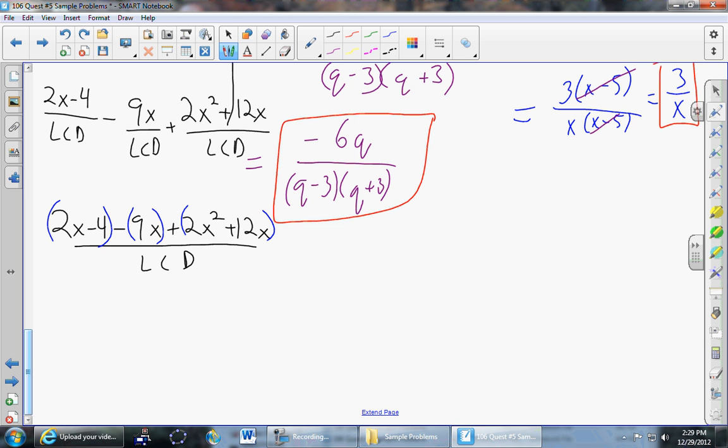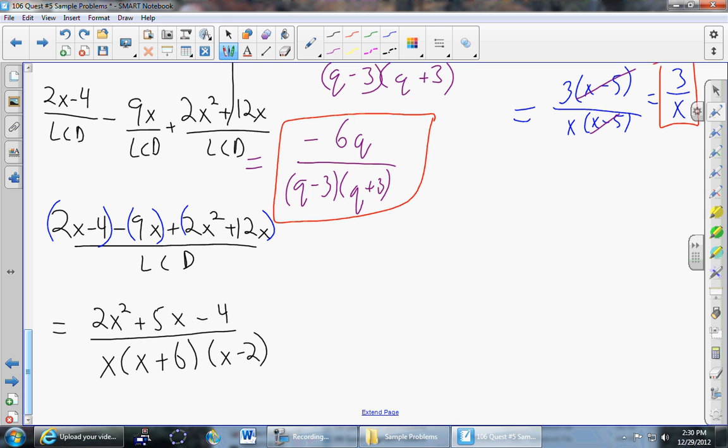Okay, so we combine terms. Upstairs, how many x squareds do we see? Just the 2x squared. How many x's? 2x minus 9x is negative 7x, plus 12x is plus 5x. And then the constant term is just the minus 4 over the LCD. Finally, I'll write the LCD here. x plus 6, x minus 2. So finally, that is our final answer.